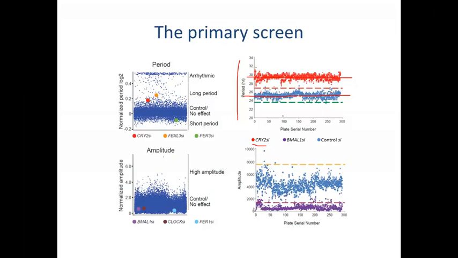Conversely, when we're looking at amplitude, the amplitude is relatively constant throughout the screen, but when we add siRNAs against BMAL1, the only required component of the oscillator in vivo, we kill the clock. So here's our control data to the right, and on the left, you can see that most siRNAs have no effect on period length or the amplitude of the oscillator, but we have plenty that are causing the clock to go long or short period, or even some that are causing the clock to go high amplitude, and many things that are causing the clock to go low amplitude in our screen.